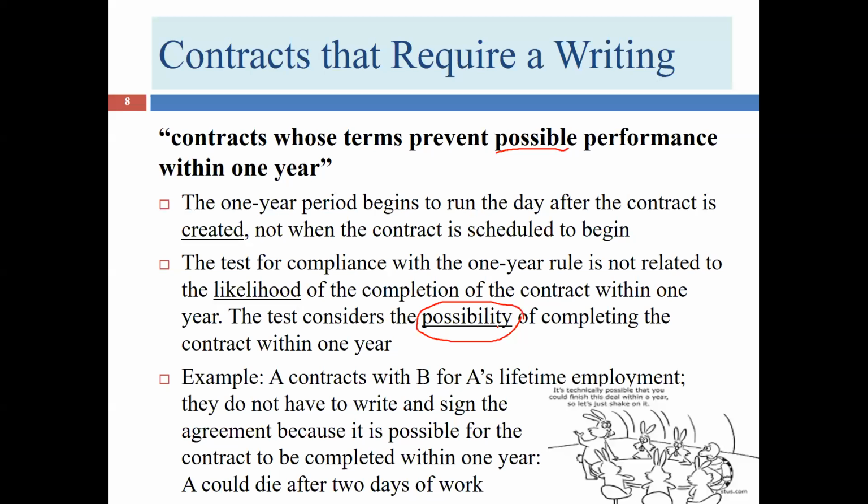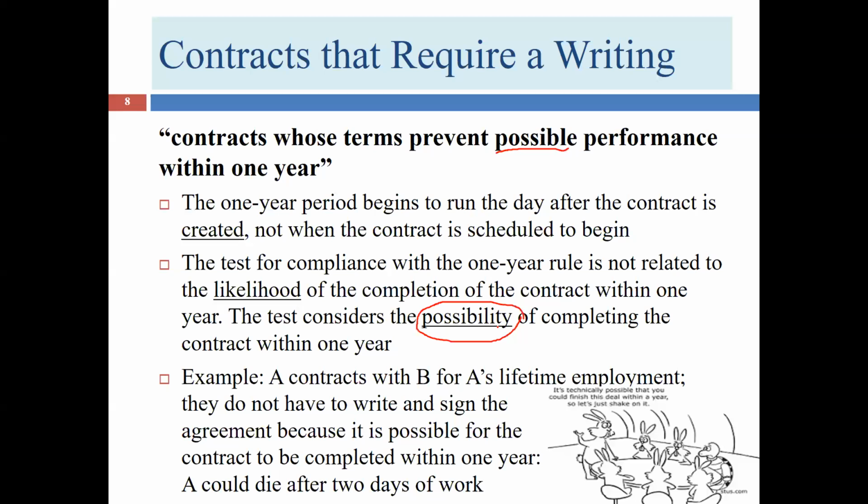It's possible that my lifetime contract could have been performed in less than a year, or even in less than a day. So therefore, a contract for lifetime employment is not a contract that has to be in writing, because it can possibly be performed within 1 year.